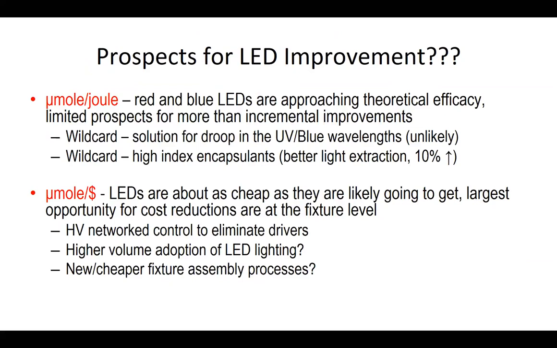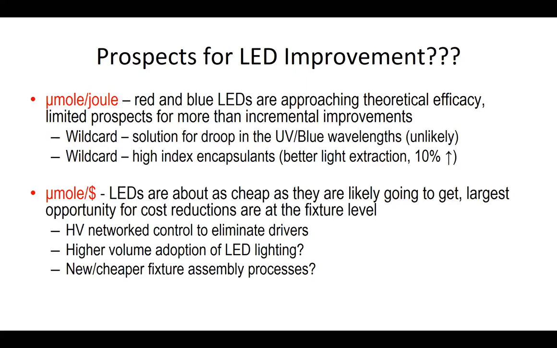So prospects for LED improvement, well, in terms of micromole per joule, red and blue LEDs are approaching their theoretical efficiency. I mentioned there are a couple of wild cards. One is a solution for droop in the UV and blue wavelengths, kind of unlikely in my opinion. Another wild card, and the Department of Energy is starting to consider this, higher refractive index encapsulants for LEDs might be able to squeeze out another 10%, especially in phosphor converted LEDs with better silicones that do a better job of getting the light out of the LED.